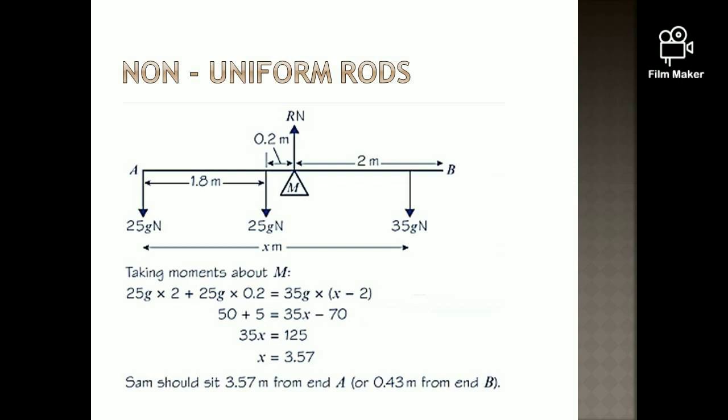That means to keep the system in this equilibrium, the other boy with mass 35g must be seated at a length of 3.57 meters from A. That is your final answer.